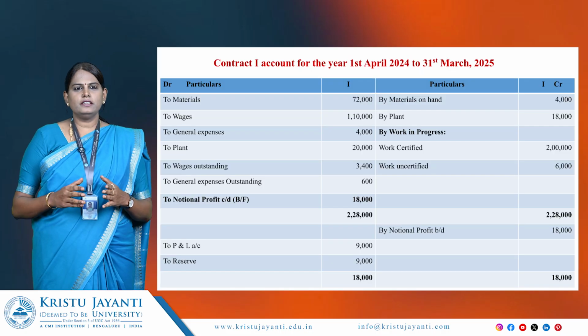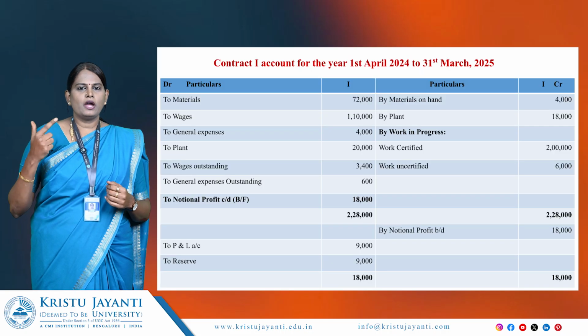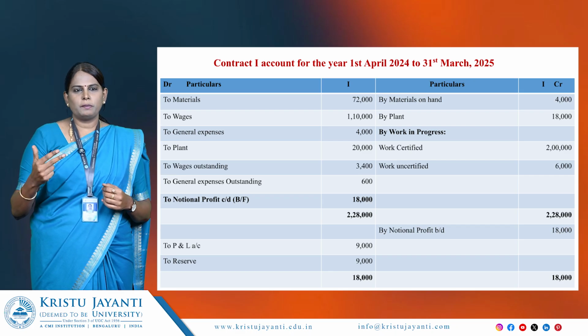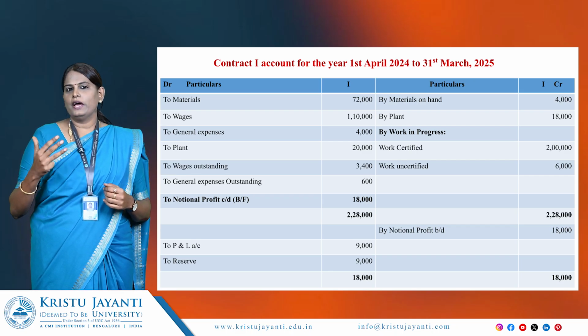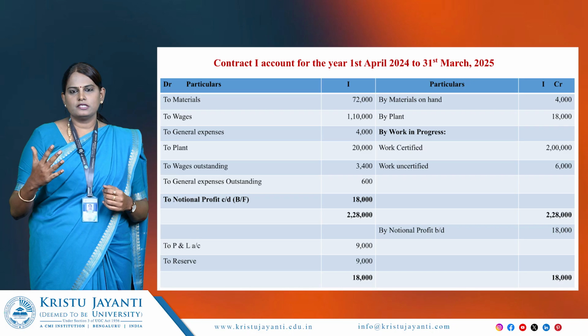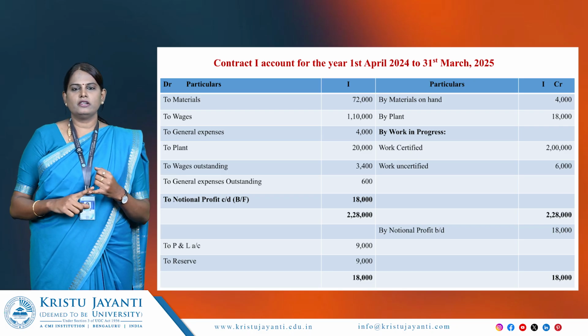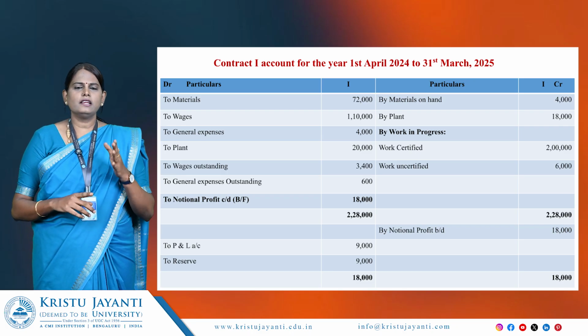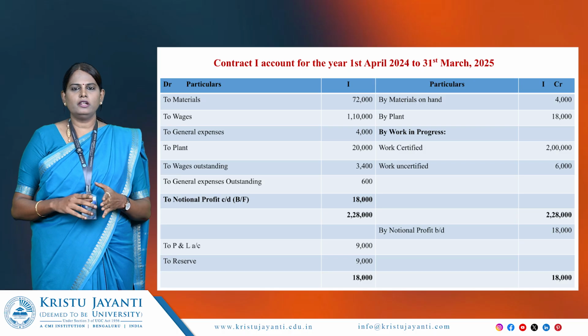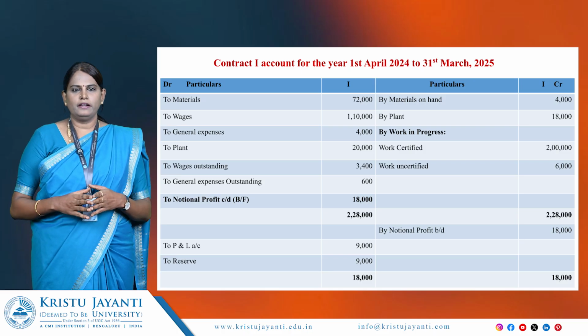Now let us start with the first contract. As I discussed earlier, there are debit entries and credit entries. The debit items are material, then wages, then general expenses, then the value of the plant, then the wages outstanding, and general expenses outstanding. These are the items which need to be recorded on the debit side.